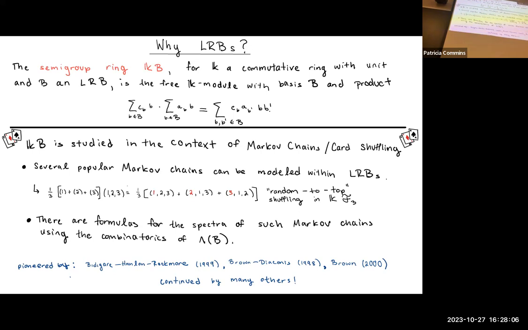And this can be seen within the free LRB semigroup ring by averaging the length one words. Then you can view your card decks as words of length N. You can see here that if you work out this LRB multiplication, you get 1/3 of 1, 2, 3, which is like saying that you have a 1/3 chance that you'll end up in this state, 1, 2, 3, which happens if you just move the top card to the top. Or you can put a 2 on top with 1/3 probability, or a 3 on top as well.